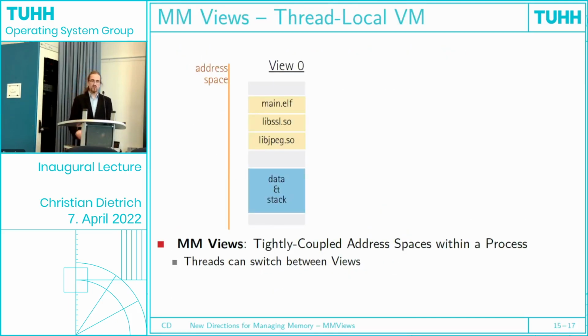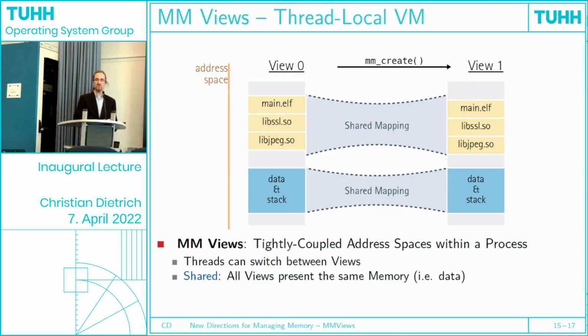So we start out in a running process that has a certain address space, where we have the loaded code, the data, and the stack. Our idea is that we have multiple views on that virtual memory. We start out with view 0, and then a system call creates a second view on the same virtual memory. When we start out, both views are synchronized and share the same data, so when you manipulate data in one thread, it also becomes visible in the other thread. We do that simply by having shared mappings between both address space views, so the physical memory is shared.